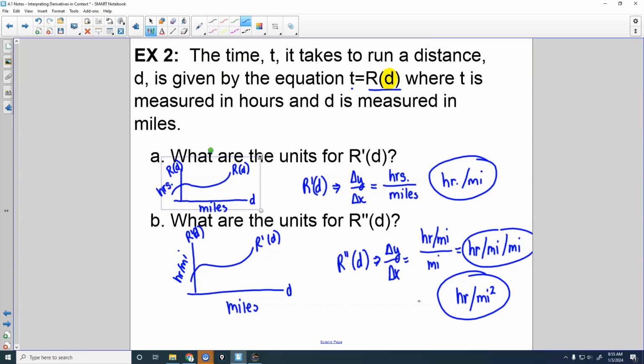I feel like in a physics textbook, you're more likely to see hours per mile squared. However, for AP exam purposes, I feel like you're less likely to mess it up if you do the hours per mile per mile.